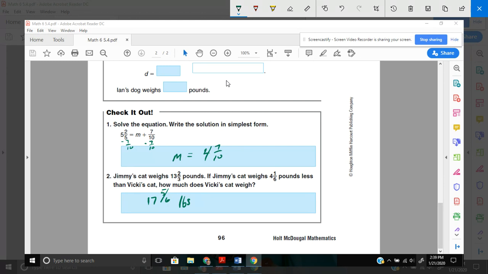So let me know if you need any help with those. That does it for this lesson. Really nothing new. It's actually just combining a little bit of algebra with the regrouping and adding and subtracting fractions that we've worked with here.